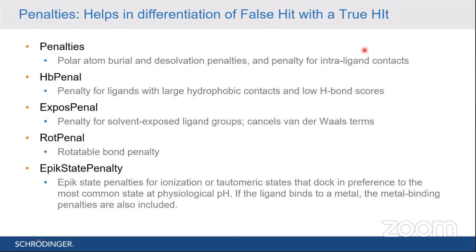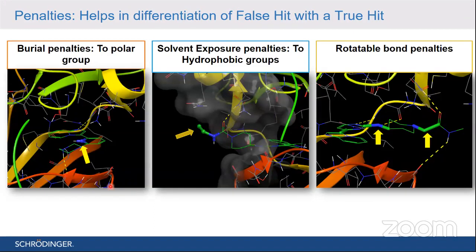Not only that, but you will also have different types of penalties like hydrogen bond penalty, exposure penalty, rotatable bond penalty, and Epik state penalty. Those penalties will help you to identify bad things, and we will see next which those bad things are. So in the extra precision visualizer, it will also show you these values.